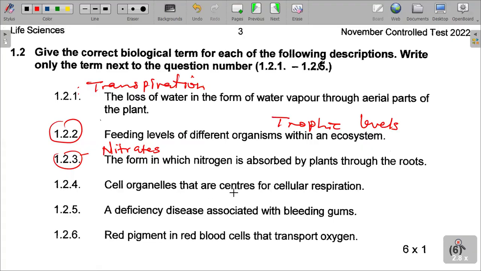Cell organelles that are centers for cellular respiration are called what? Mitochondria. It's called mitochondria.